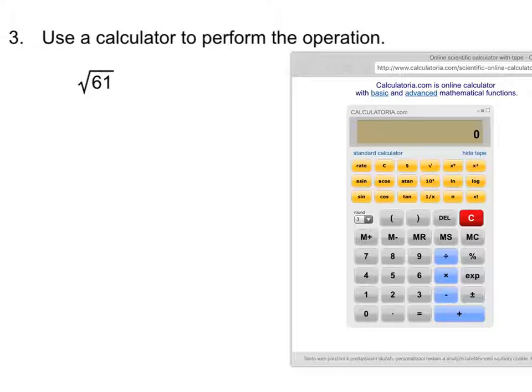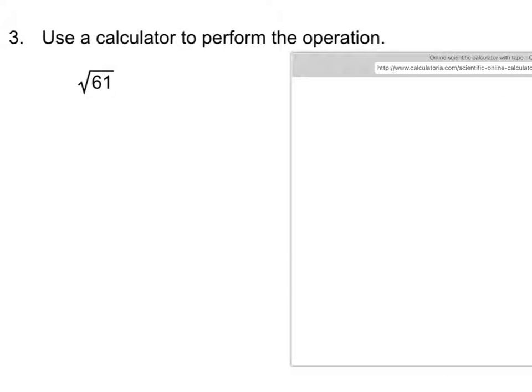Here I have a picture of a scientific calculator and the square root symbol is located here. All calculators work differently, so you'll need to figure out how to use the square root function on your calculator. In order to compute the square root of 61, some calculators have you push the square root button first, and then you type in 61 and push the equal to button.